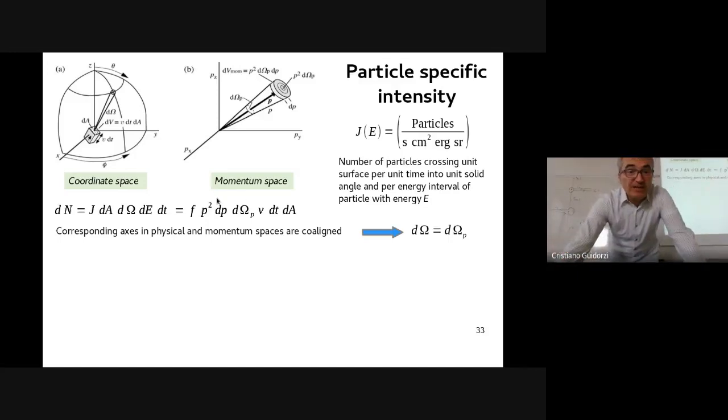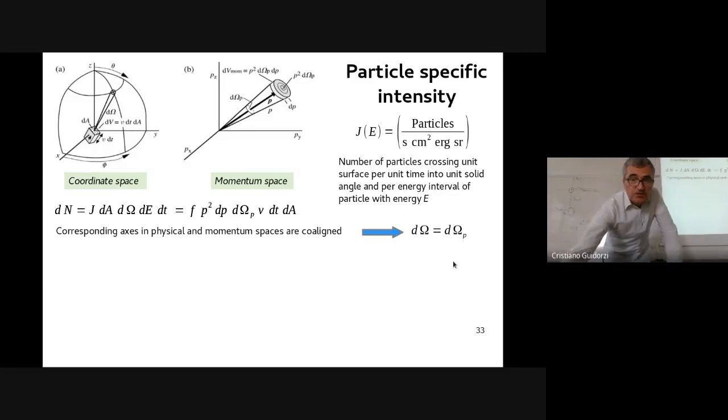And so the elementary volume, with the particle having all p distributed over a dp interval, will be just this elementary volume shown here. By definition of solid angle, the area of this is just p squared d omega p, and the width of this is just dp. So p squared dp d omega p is indeed this elementary volume here.